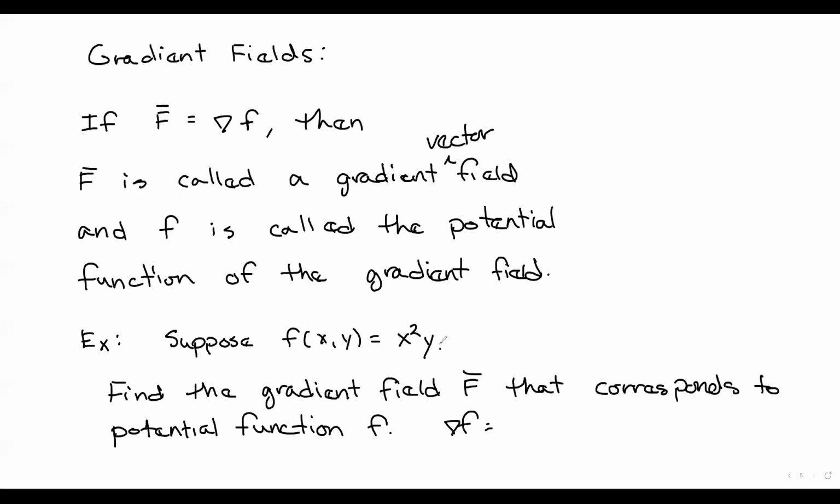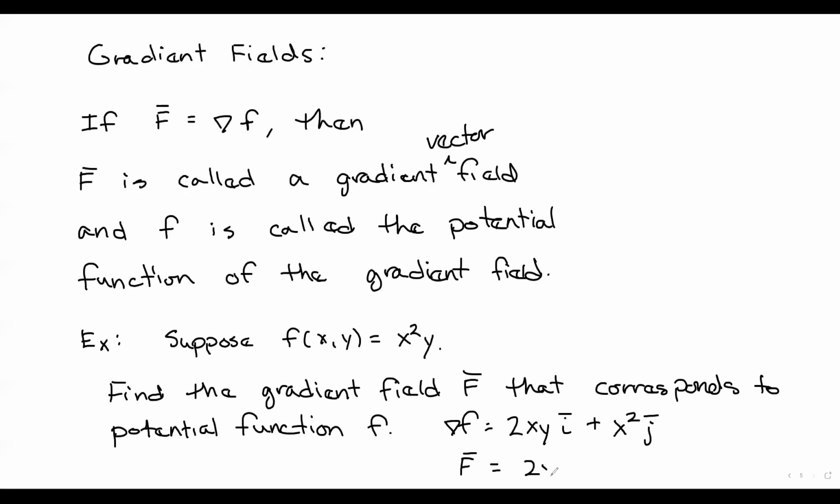So if f is x squared y, the way you calculate the gradient is you take the derivative of your function with respect to x, multiply that by i, take the derivative with respect to y, multiply that by j. So the derivative of x squared y with respect to x is going to be 2xy i, and the derivative with respect to y is going to be x squared j. And there you go. That's your vector field.